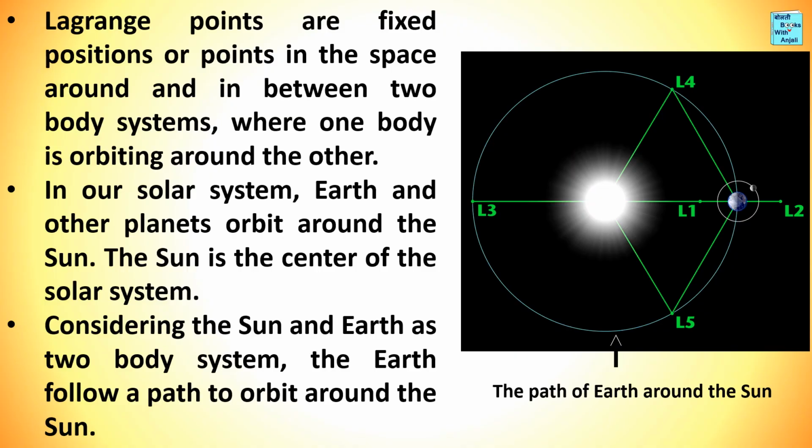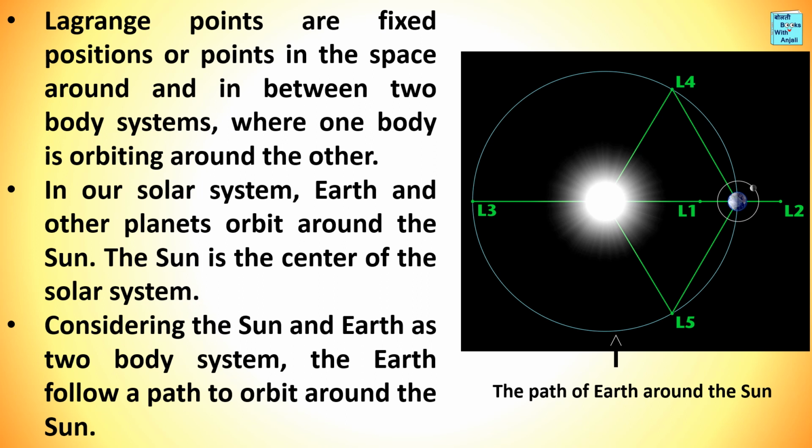Lagrange points are fixed points in the space around and in between two body systems where one body is orbiting around the other. In this case, Earth is orbiting around the Sun. In our solar system, Earth and other planets orbit around the Sun. The Sun is the center of the solar system. Considering the Sun and Earth as two body systems, the Earth follows a path to orbit around the Sun.